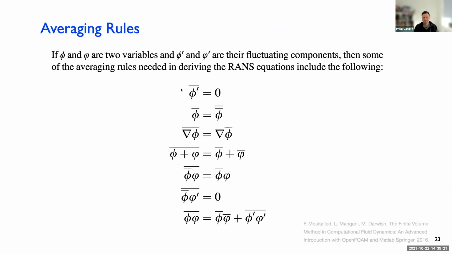To do that, there's a bunch of different expressions or identities we're using. Like the time average of a fluctuation is 0. The average of an average is equal to the average itself as well. If you take the average of a gradient or a divergence or curl of something, it's just equal to the curl or gradient of the average. And there are also rules to do with additive, multiplicative, things like that.